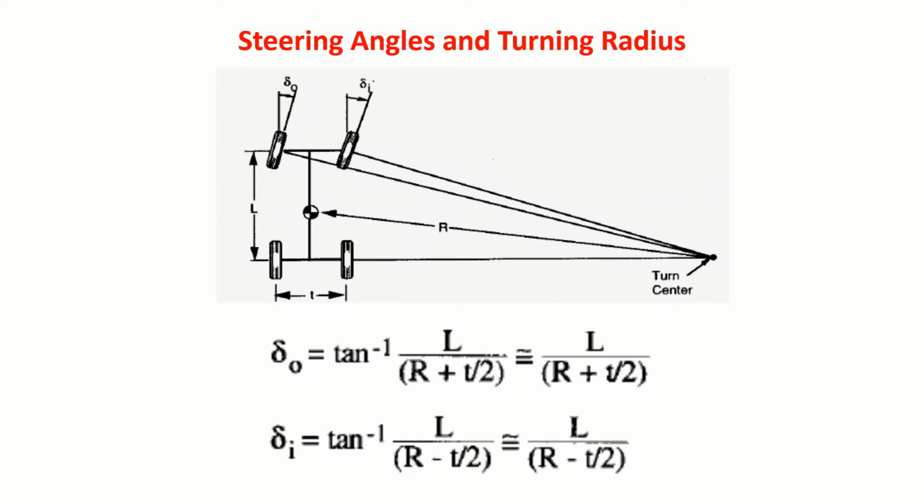Okay. So now let us talk about what all those values. Can we express this delta naught, delta I in terms of known values? What are the known values? This is what you call the wheelbase length, and this is the track width. So here you can see this angle is delta I and this angle is delta naught.